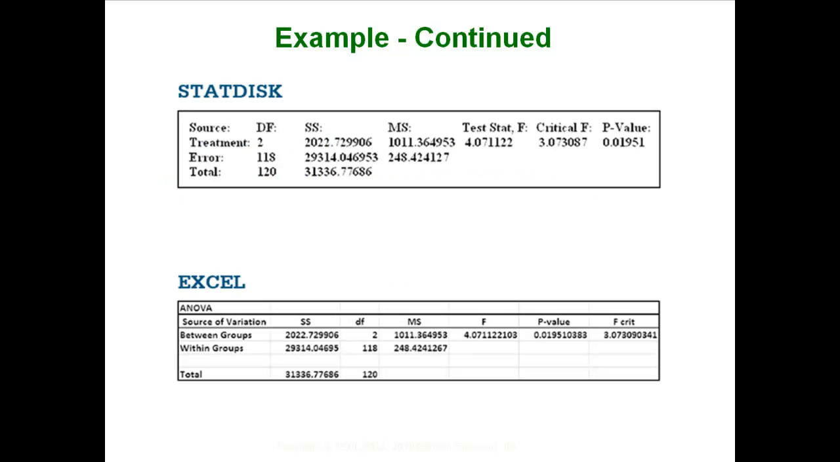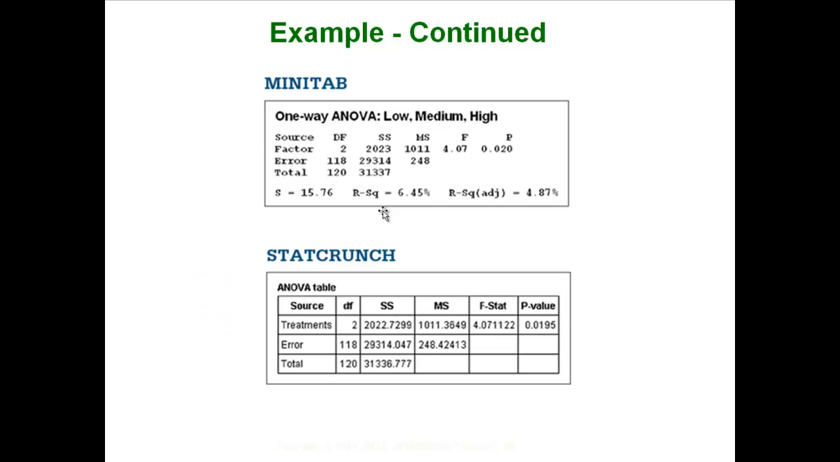Here's what we'd get out of StatDisk. You can see the test statistic is here at 4.07. The p-value is there. If we did it in Excel, which is relatively easy to do, there's your F value. There's your p-value. They also give you the F-criticals, but you don't really need them. They give you a bunch of other stuff that we don't need to worry about either.